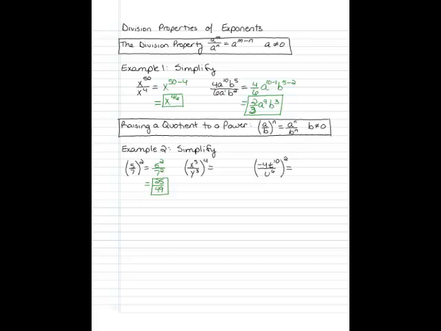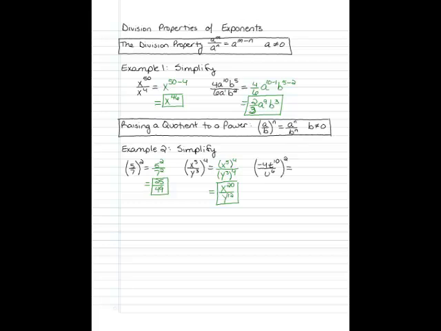So we have 25/49ths. Our next example, we have x to the 5th over y cubed, all of that raised to the 4th power. We want to take the numerator, which is x to the 5th, raise it to the 4th power, and do the same with the denominator, y cubed to the 4th power. Using the power to a power property, x to the 5th to the 4th, we multiply the exponents. 5 times 4 is 20, divided by y to the 3 times 4 is 12. So we have x to the 20th over y to the 12th.